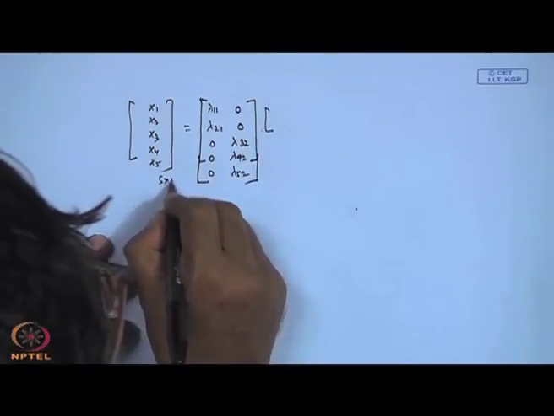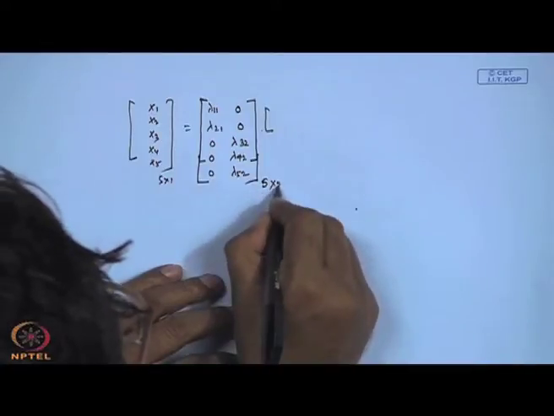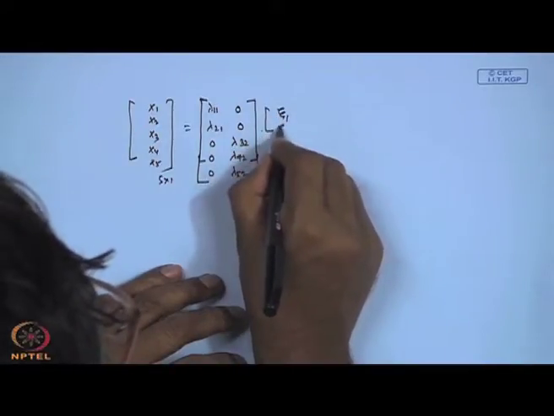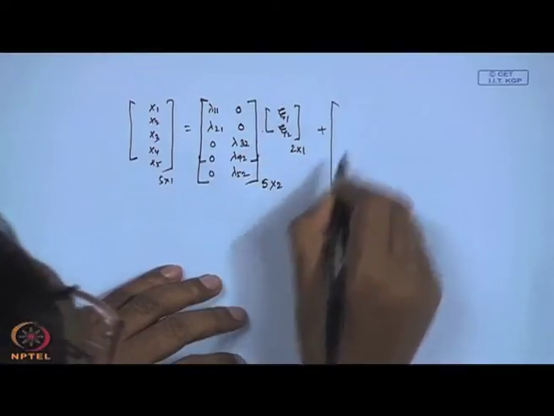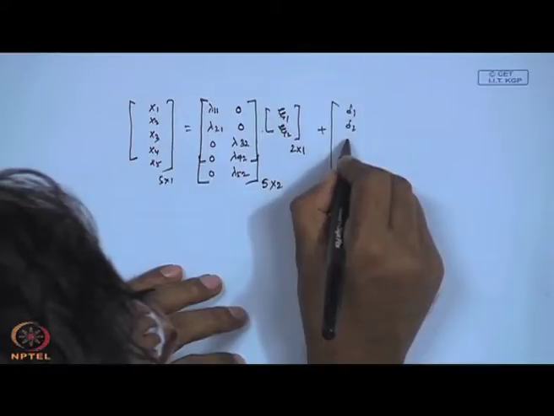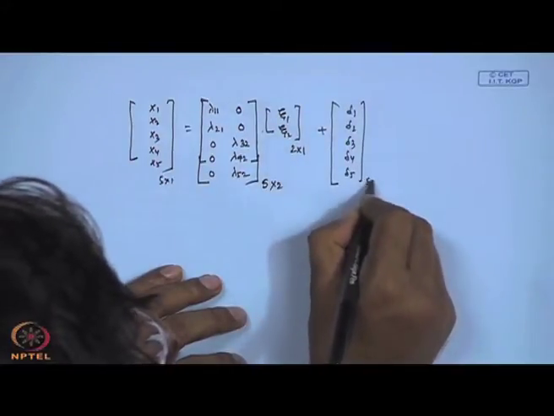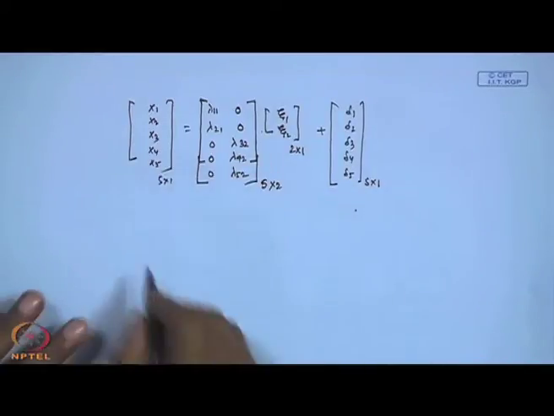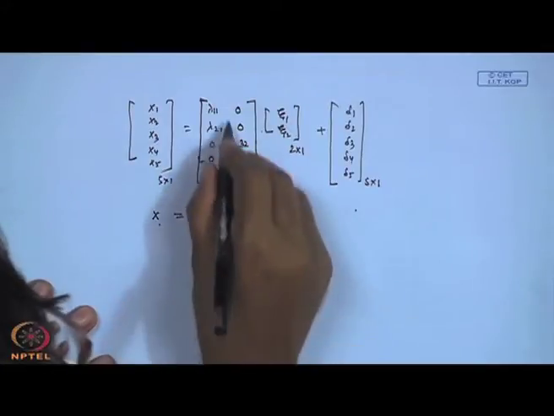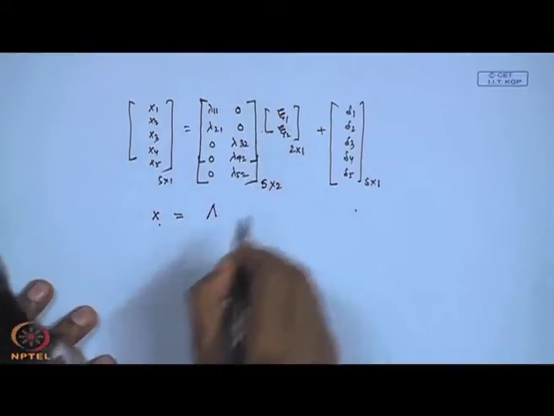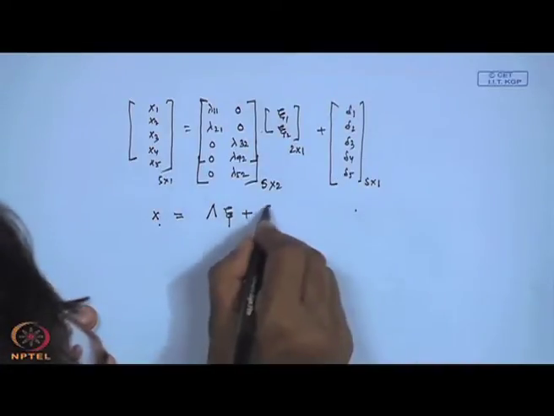So, this is 5 cross 1, this is your 5 cross 2, and then xi 1 and xi 2, this is 2 cross 1, then plus delta 1, delta 2, delta 3, delta 4, delta 5, this is 5 cross 1. So, resultant you can write Ax equal to, this is your lambda, this one is xi plus we can write delta.